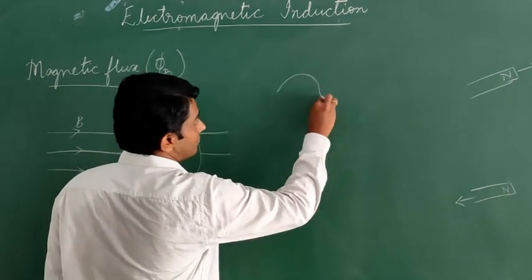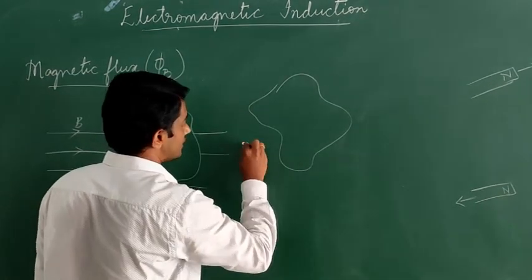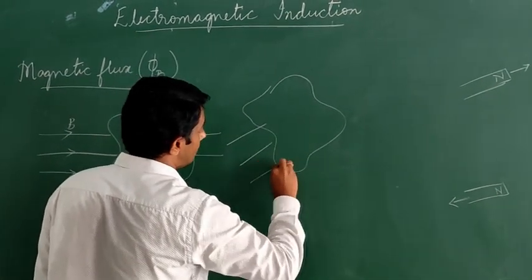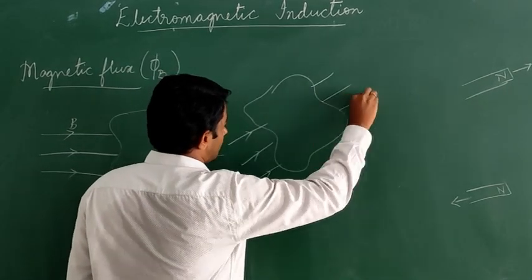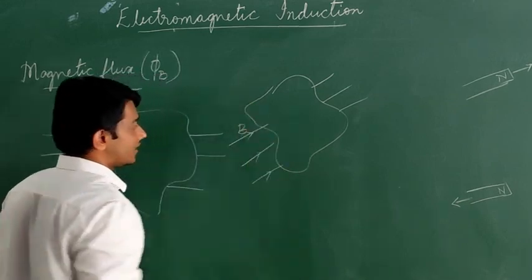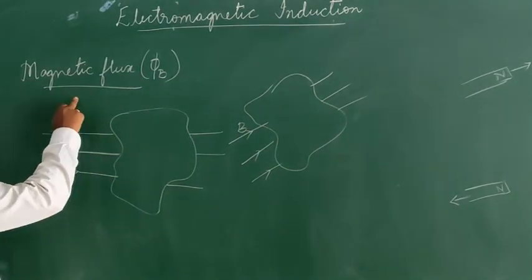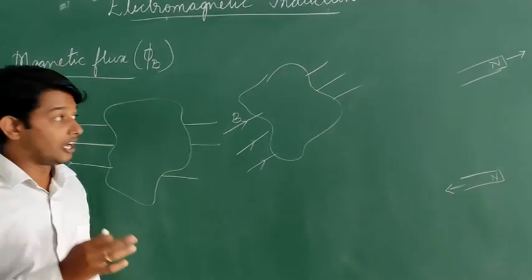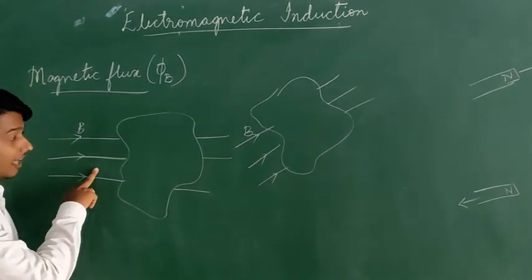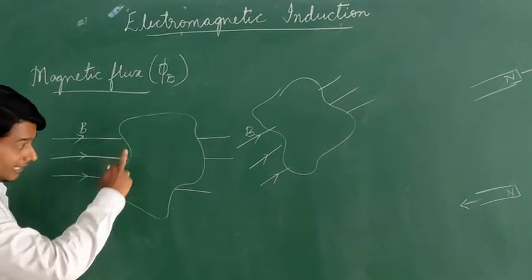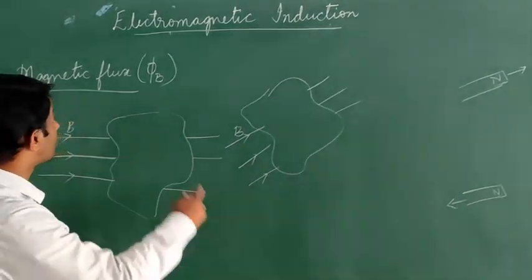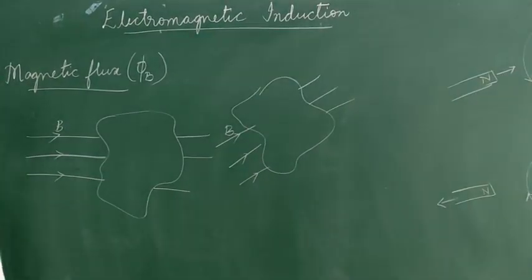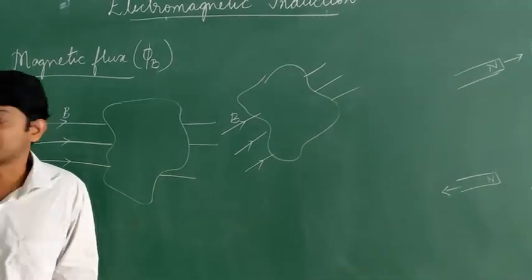So maybe if a flux is like this, which is held perpendicular like this, which is held perpendicular to the flow is known as magnetic flux. So the amount of magnetic field lines flowing through a particular area which is held perpendicular to the flow is known as magnetic flux. We need to know this magnetic flux.